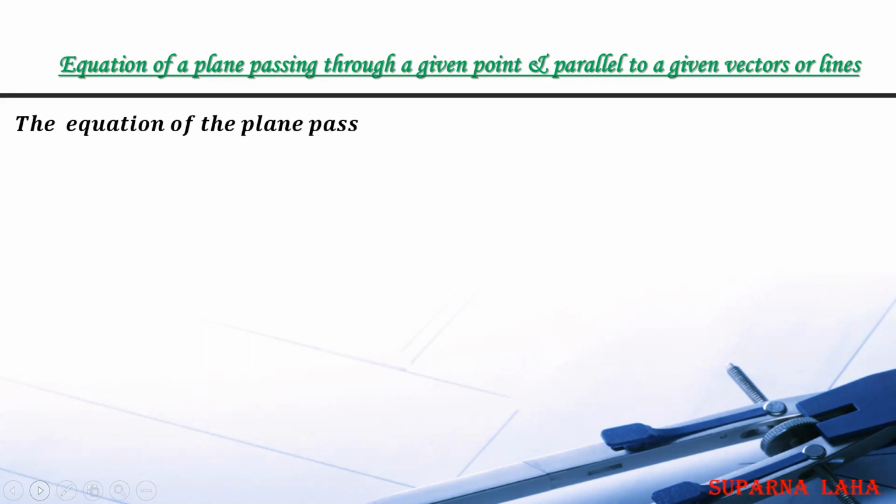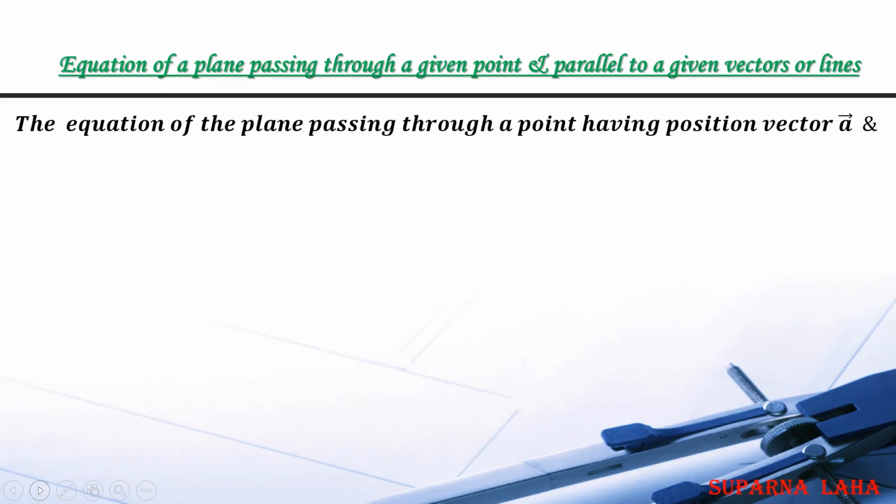Taking any point whose position vector is given by A, and the vectors B and C parallel to the plane, the equation of the plane is given by this form: vector r equals vector A plus lambda into vector B plus mu into vector C.